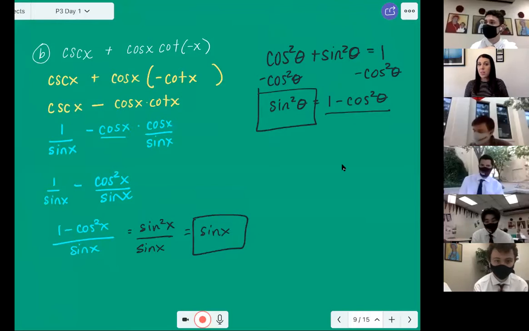Are there any questions on this problem so far? That would be our final answer. Are there any questions on this problem? Yeah, I'm kind of confused on what you did from the 1 minus cosine squared x over sine x, and then what you did with the sine squared x over sine x.